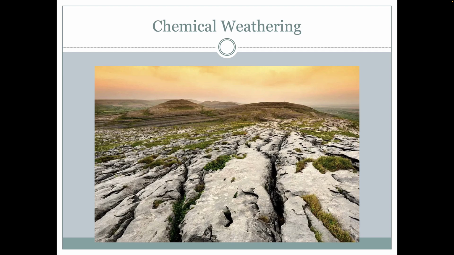Sometimes limestone is exposed at the surface of the earth. This is limestone here in an area in Ireland called the Burren, B-U-R-R-E-N. And this is showing how smooth and glossy this limestone looks, because it's slowly being dissolved away by the rainfall in this area.